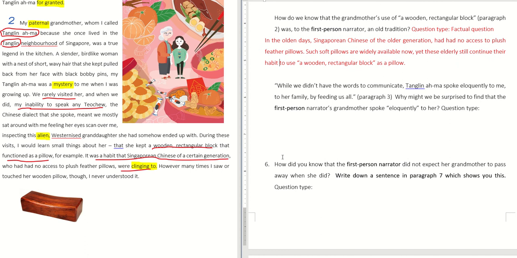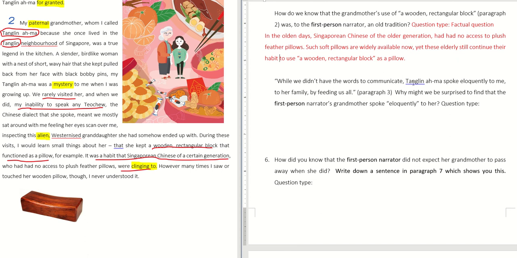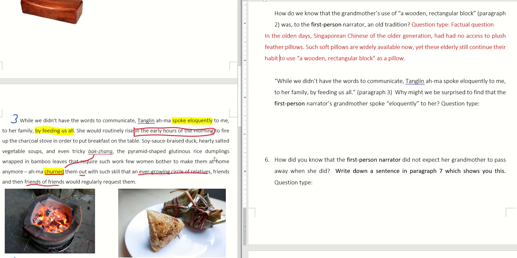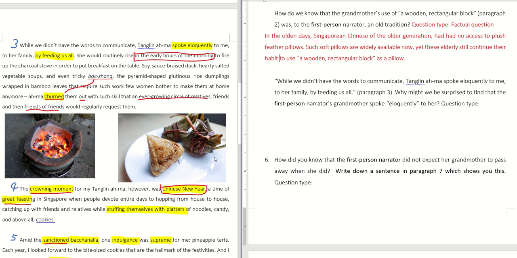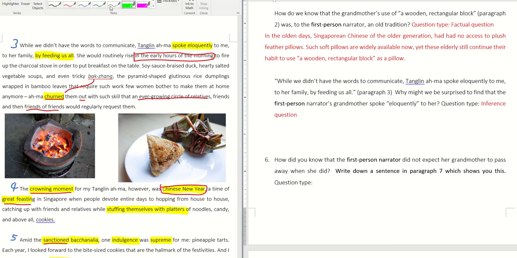Next question. "Well, we didn't have the words to communicate. Tanglin Amma spoke eloquently to me, to her family, by feeding us all." This is paragraph 3. Why might you be surprised to find that the first person's grandmother spoke eloquently to her? What is this question type? It's an inference question. Where do we find that she spoke eloquently to her? You can find that here.